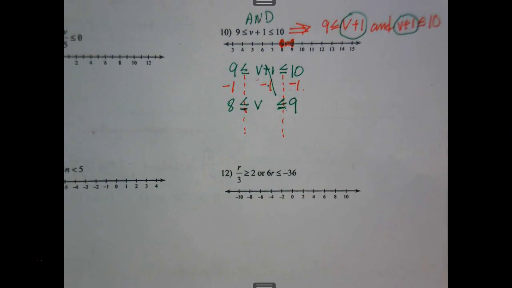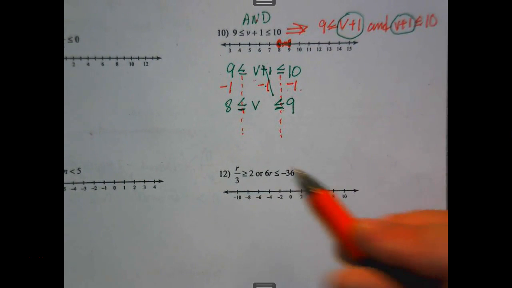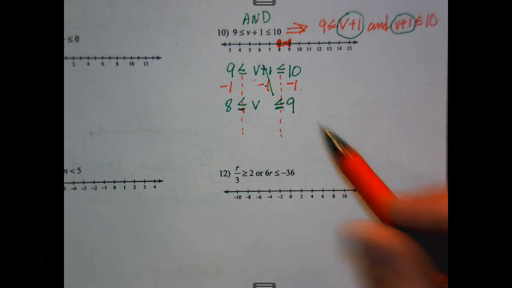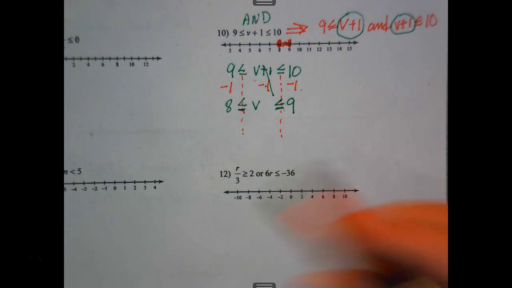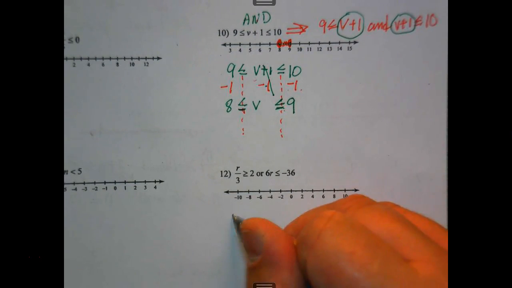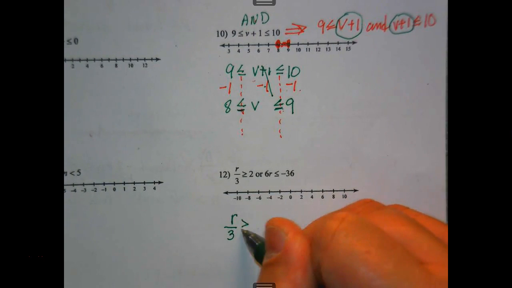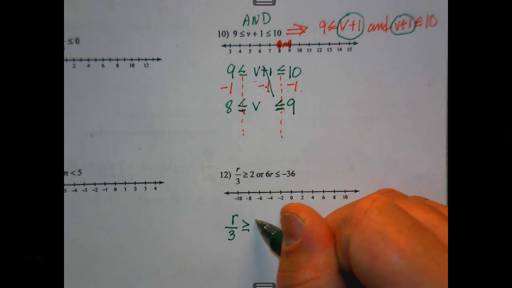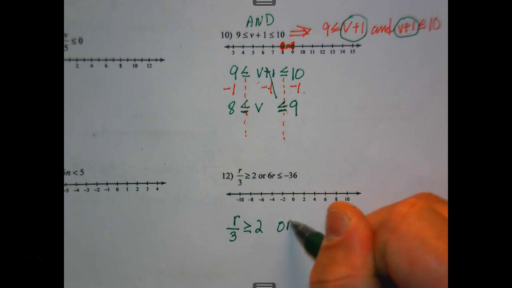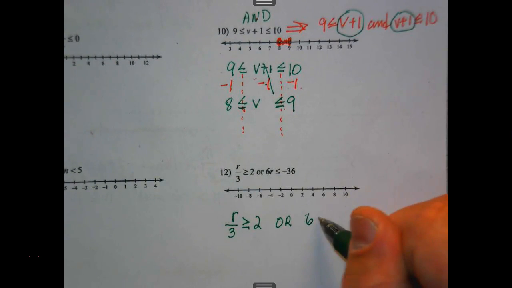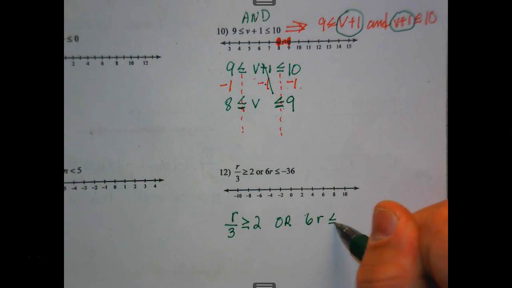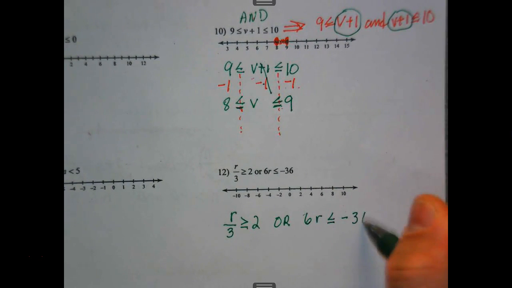Number 12. We finally get an or problem. So I get r divided by 3 greater than or equal to 2, or 6r is less than or equal to negative 36.